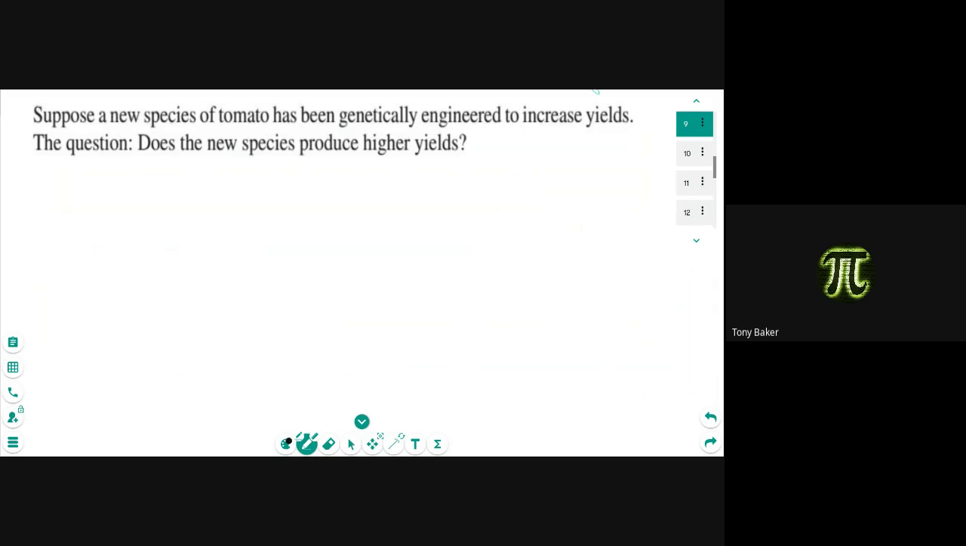All right. Now that we have this, I want to study tomatoes. Since my screen's not going to switch, I have a new species of tomato that's been genetically engineered to increase yields.